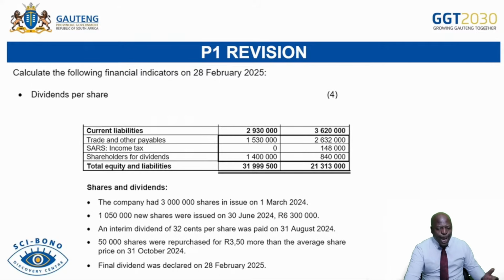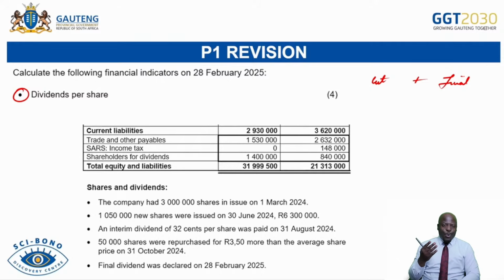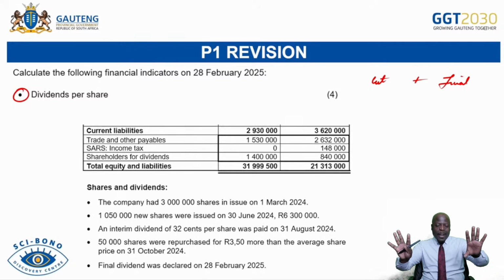I have alluded already to the dividends per share, but maybe some of you did not see how I did it earlier on. So I'm going to calculate again my dividends per share. For me to calculate my dividends per share, you have to know that I have to get my interim plus my final. If you check on the formula sheet, you will see that there is an option where you can say your ordinary shareholders dividend divided by the number of shares. But then there's also a part where it gives you the option to calculate the interim separately and the final separately.